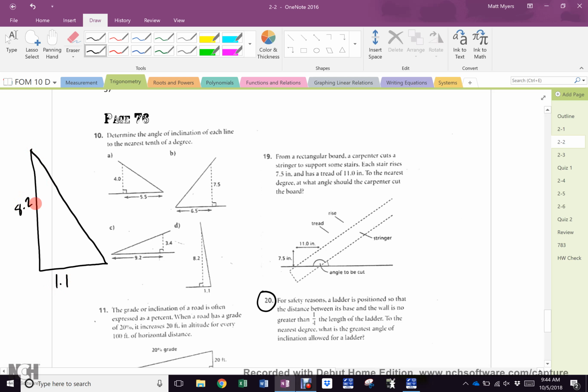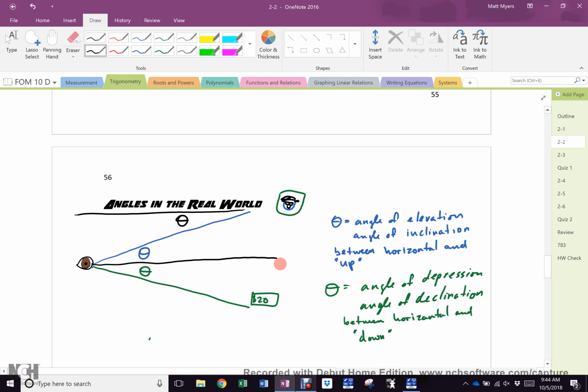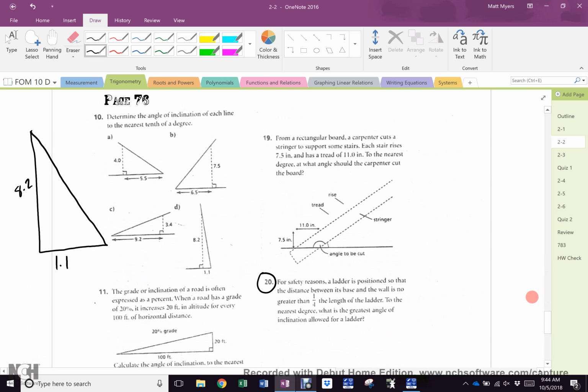And I want the angle of inclination. Where is every single angle of inclination? It is between what? The horizontal and up. So where is the horizontal line here? 1.1 or 8.2? The horizontal line. 1.1. And then up is that way, yes? So here is theta.